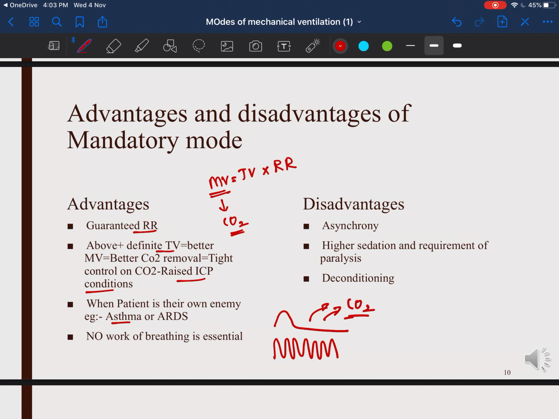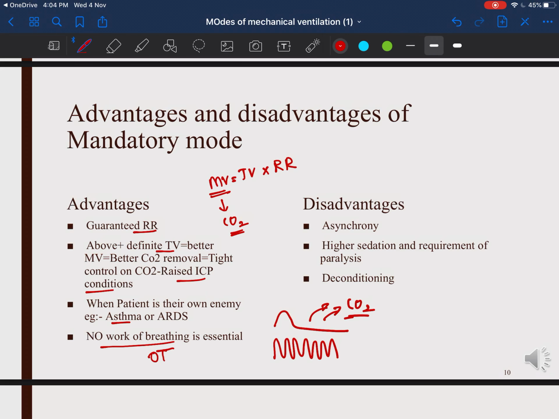In ARDS, again, you want the patient to take a low tidal volume breath, but you have no way of doing that if the patient is breathing spontaneously. Another situation where mandatory mode might be used is where no work of breathing is essential, as in a controlled setting like an operation theatre.